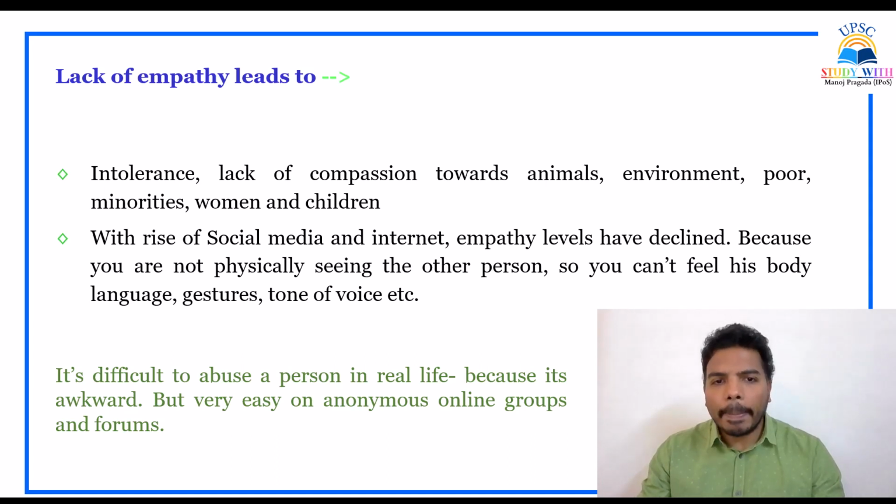That is the approach. So what is happening? Empathy levels have been declining. You are not understanding other persons' emotions, feelings, even in your workplace or in your personal lives. That's what has been written. It is difficult to abuse a person in real life. But since online platforms like Twitter, Instagram, Facebook are providing you that anonymity, you are abusing any person in the online forum. You are trolling any person without having any sympathy, without having any empathy. So definitely with the rise of social media and internet, empathy levels are declining.